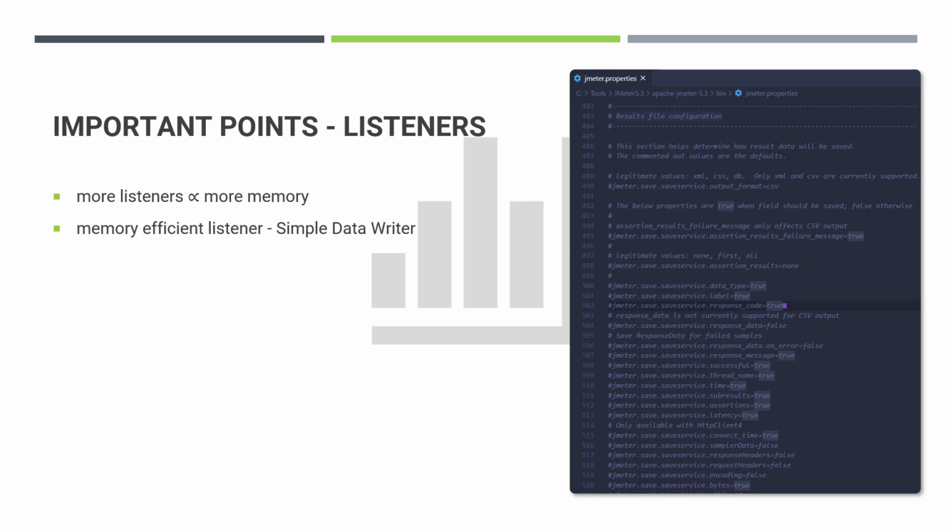But if you still want to use a listener, then go for simple data writer, which is one of the memory efficient listeners. All the configuration is totally customizable in JMeter. If you go to jmeter.properties in the bin folder and search for results file configuration, you will get umpteen file configurations. Just copy the relevant settings to the user.properties and tweak the settings for your analysis or for your logging purpose. So this is one of the best ways to make use of your listeners and the configuration.